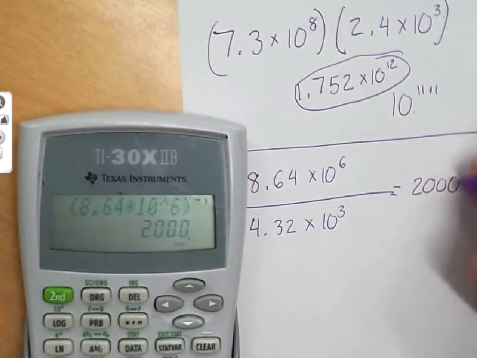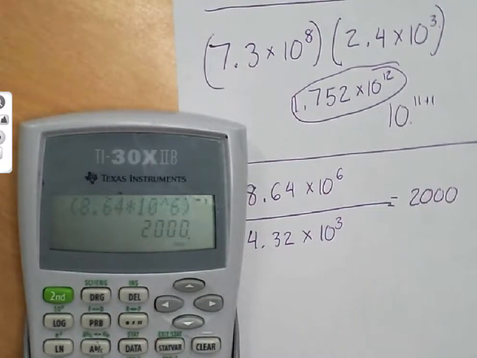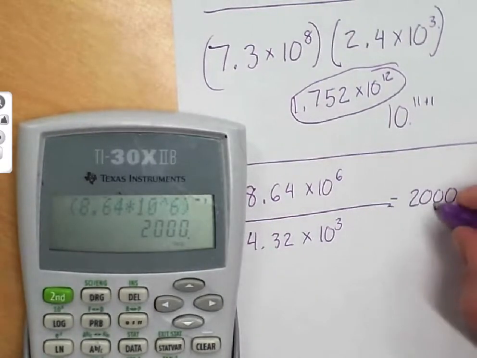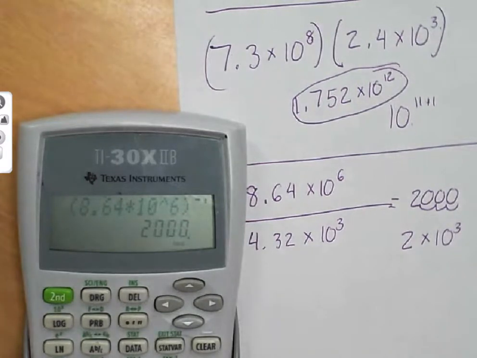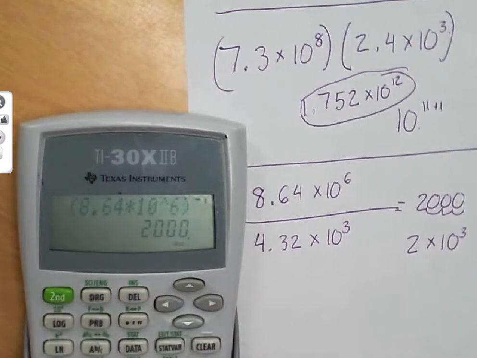Because it's in scientific notation, we're going to want our answer in scientific notation. We can really quickly put it into scientific notation. 2 times 10 to the 3rd. We could also, with our calculator, have it do it.